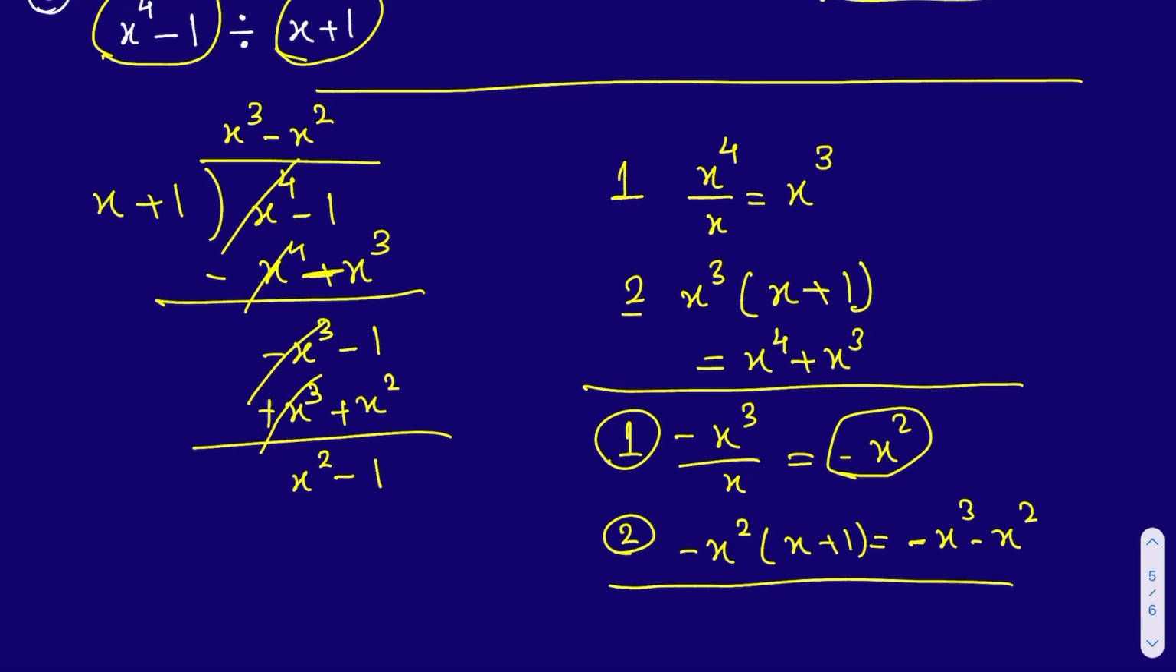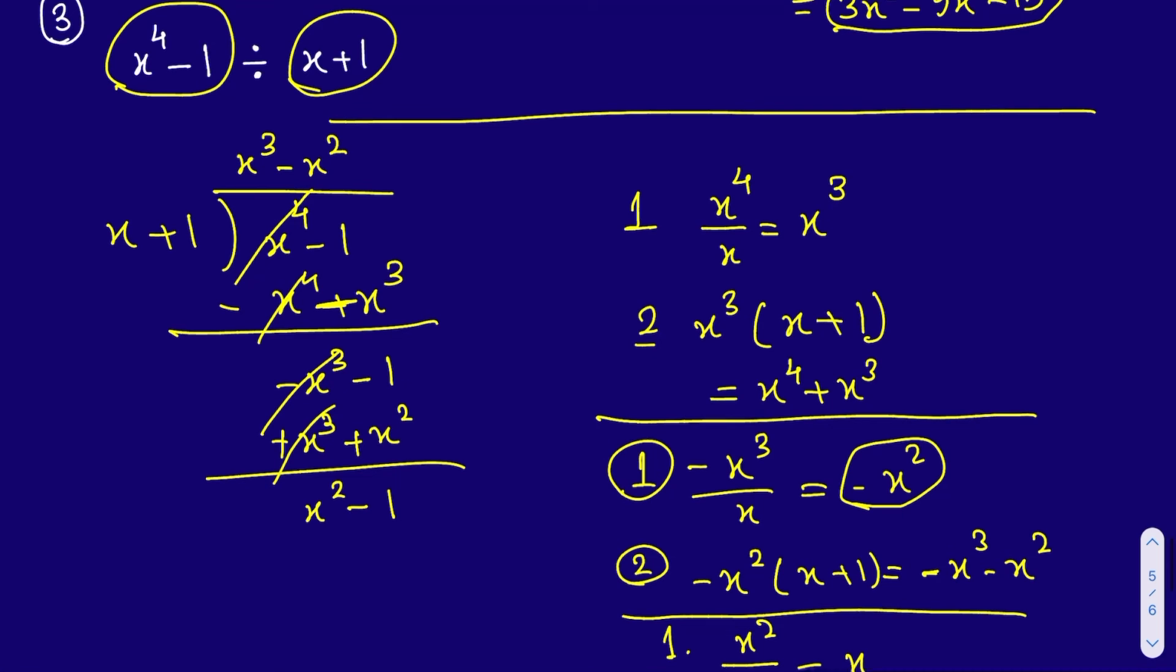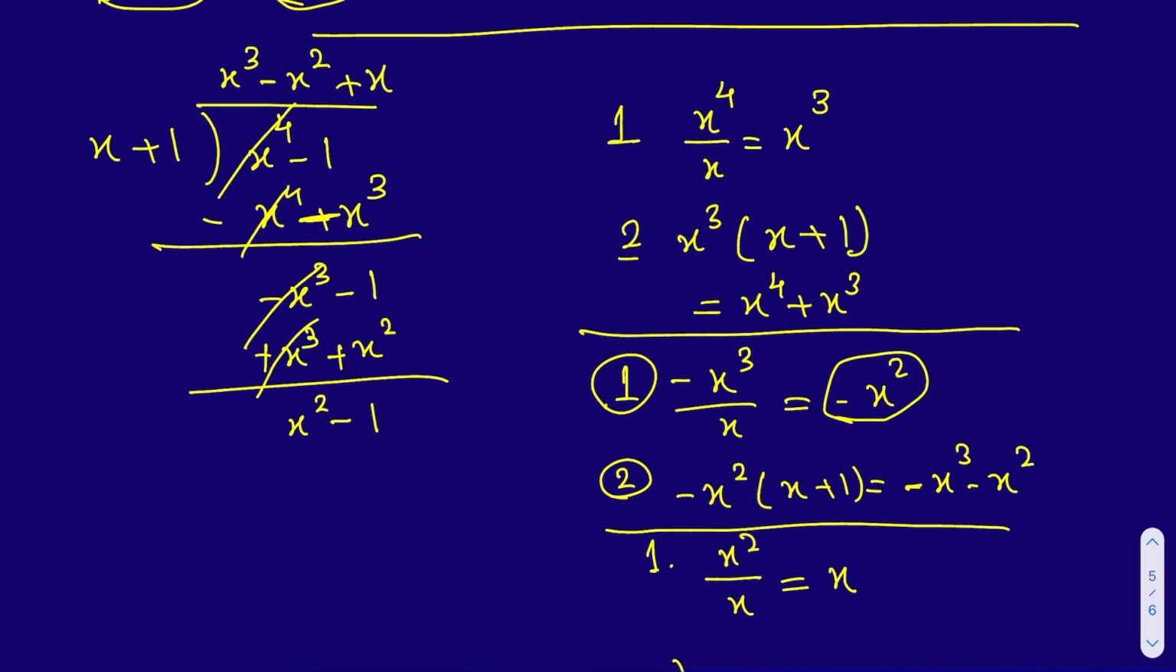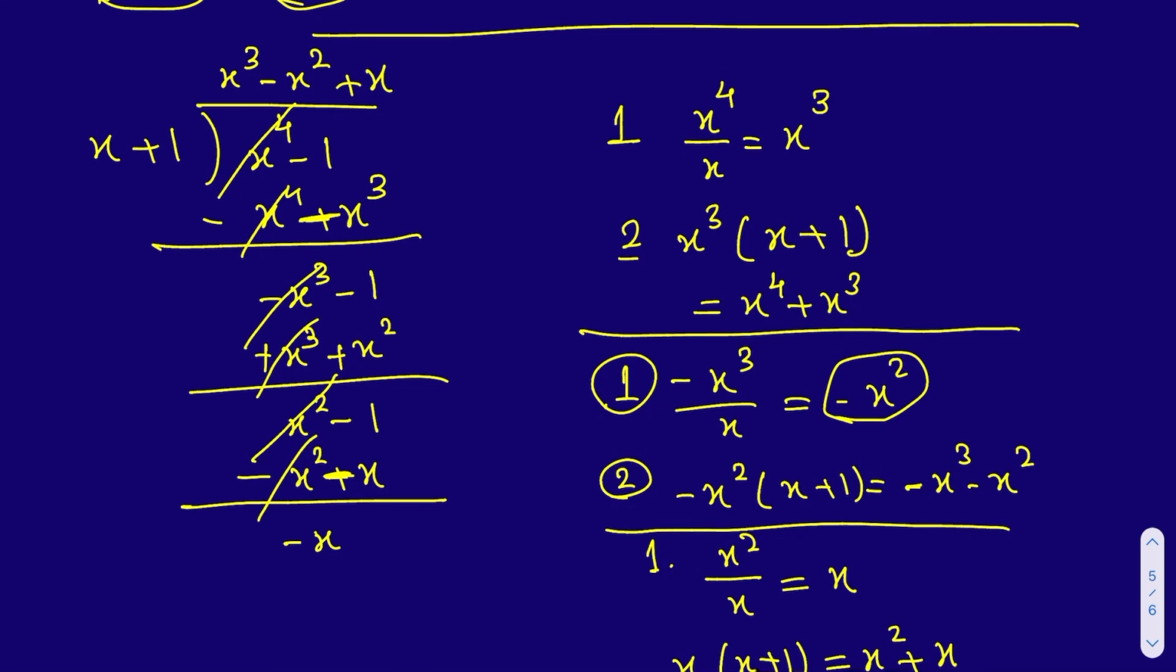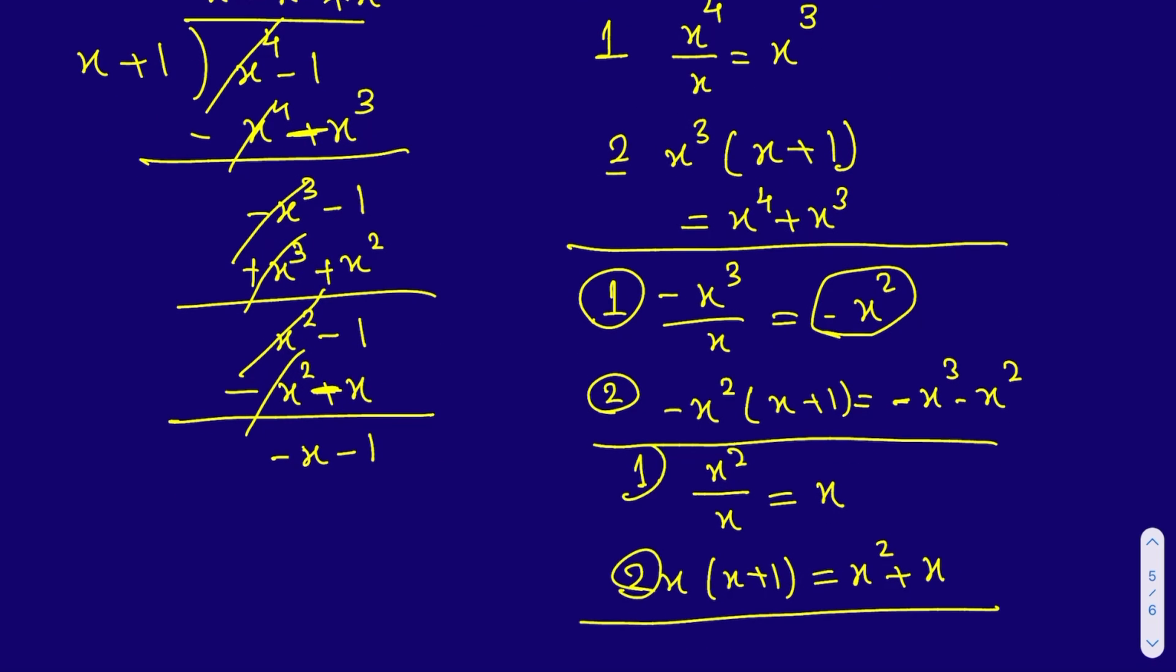Step number 2, again I will repeat step number 1, x to the power of 2 divided by x, and the answer will be equal to x. So immediately I will write this x here, and then x times x plus 1, which will give me x to the power of 2 plus x. So I will rewrite it here, x to the power of 2 plus x, and I will deduct it, so I need to change the sign, so these two will cancel each other, and then we'll be left with negative x minus 1. Yes, so this is step number 2. Then I will keep going again, continuing.